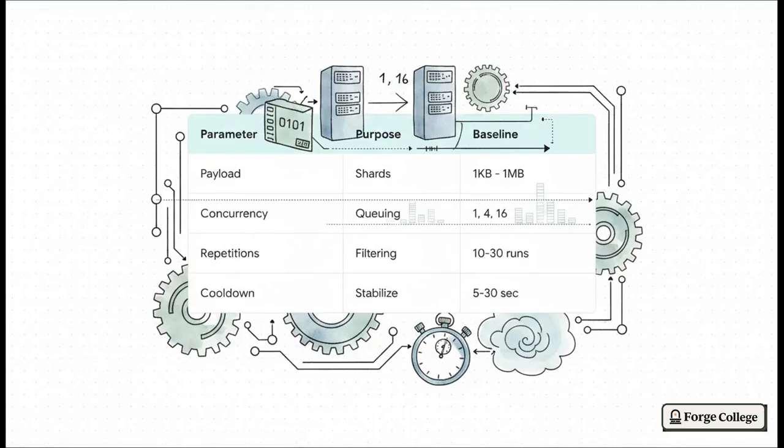Take a look at this elegantly simple layout. For exact baseline values, we test payload sizes ranging from just 1 kilobyte all the way up to a full megabyte. For concurrency, testing 1, 4, or 16 parallel transfers is going to reveal exactly how queuing impacts the system. Then, running 10 to 30 repetitions ensures we have enough data to easily filter out those statistical outliers we talked about. And finally, we give the whole system an inter-run cooldown of about 5 to 30 seconds. This is crucial. It lets the caches and network buffers totally stabilize before we hammer it again.